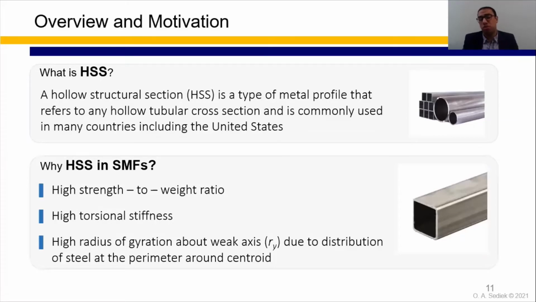Actually, there are three reasons for this. First, HSS has a high strength to weight ratio. Also, they have high torsional stiffness, which is a main concern in the alternative wide flange steel columns, that they are susceptible to lateral torsional buckling. The third reason is that they have a high radius of gyration around the weak axis, ry, due to the distribution of steel around the perimeter, as we can see here.